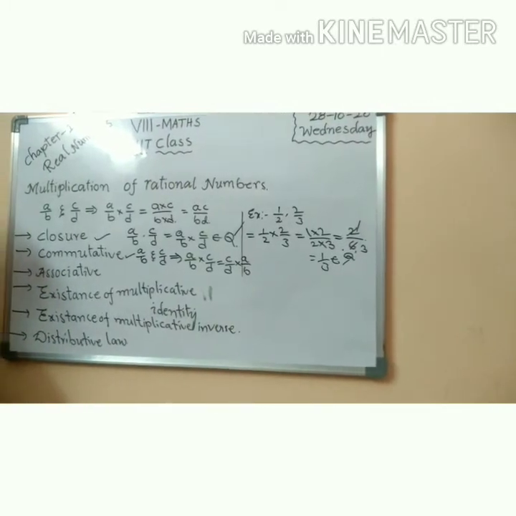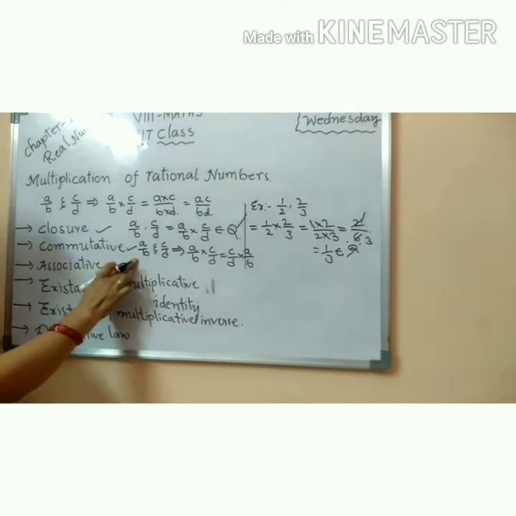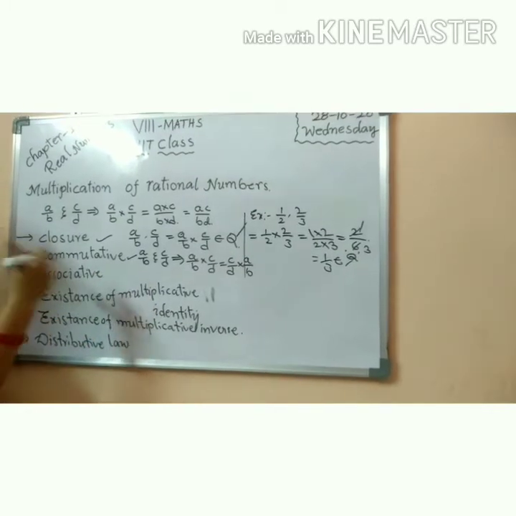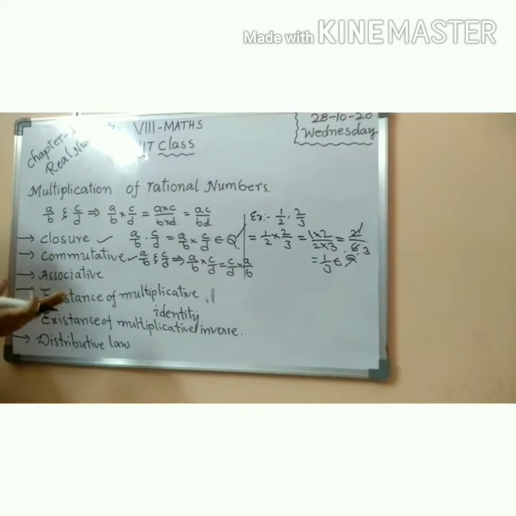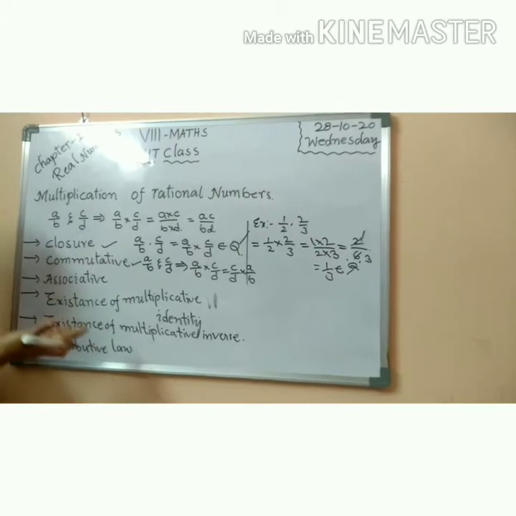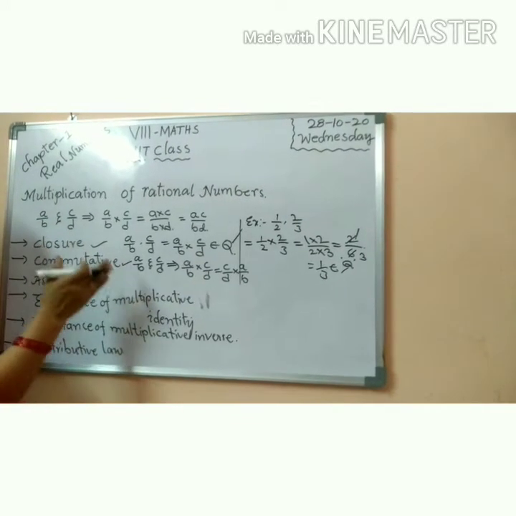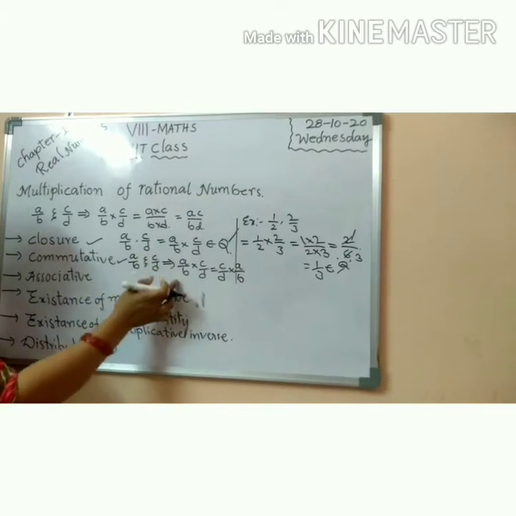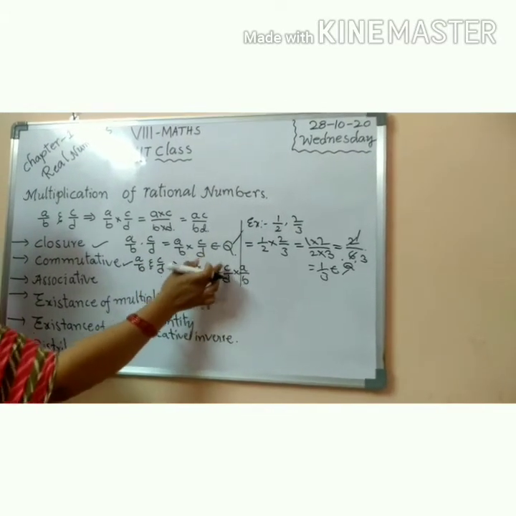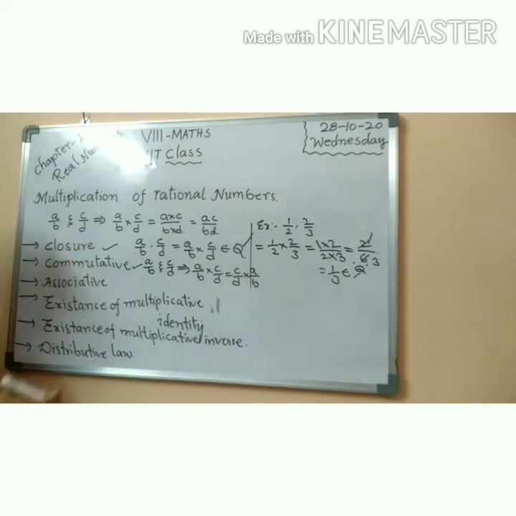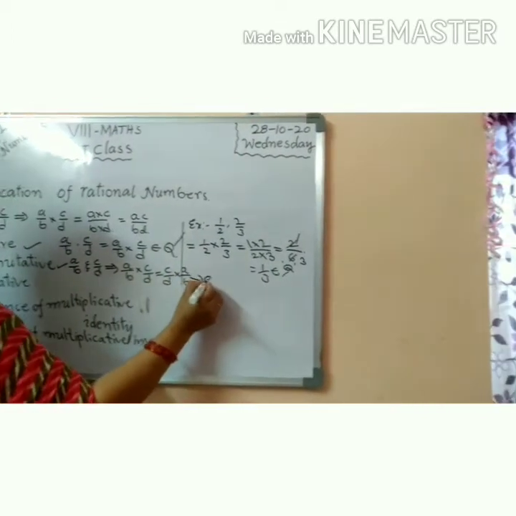The commutative property rule is you have to take any two rational numbers. They can be multiplied in any order. A by b into c by d is equal to c by d into a by b. So in this case, let us take an example.